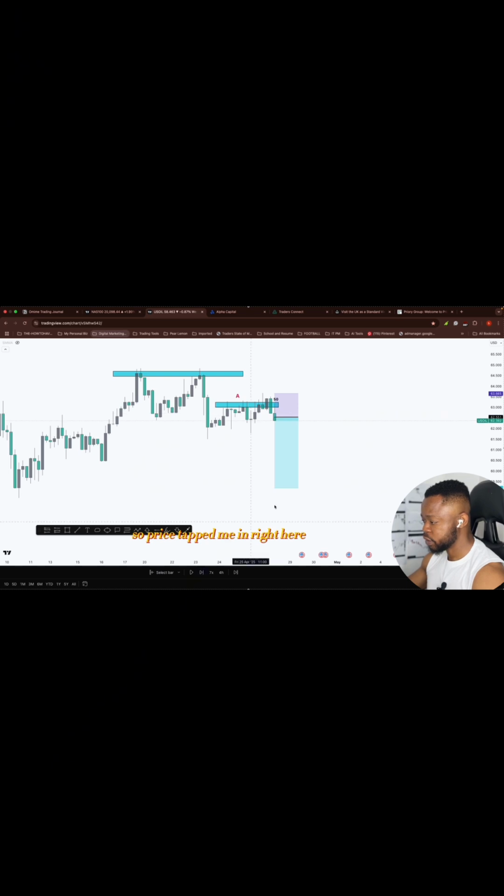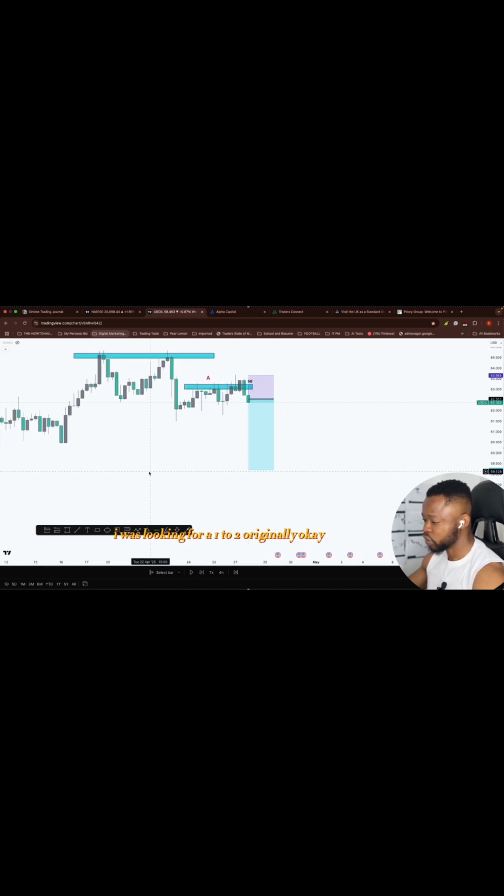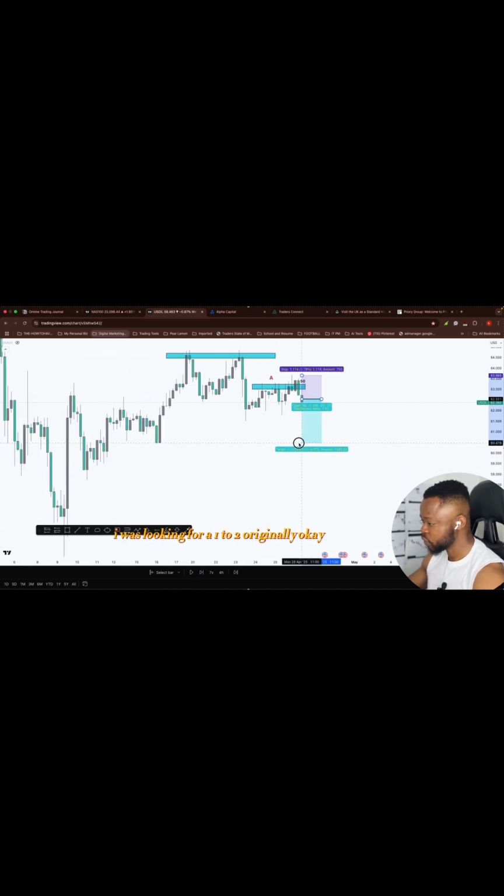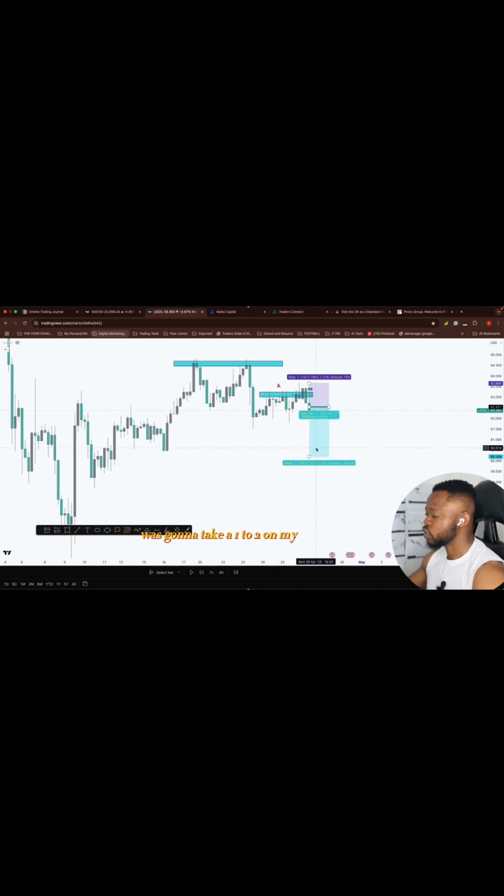So price tapped me in right here, and I just waited. I was looking for a 1 to 2 originally. So my game plan for this particular trade was to take a 1 to 2 on my TP1, then TP2 could be a 1 to 3.